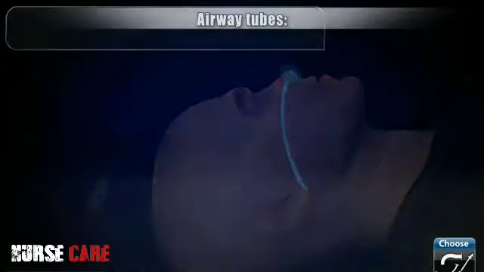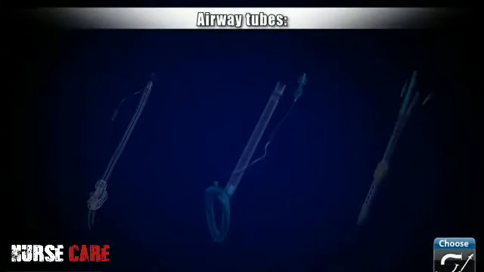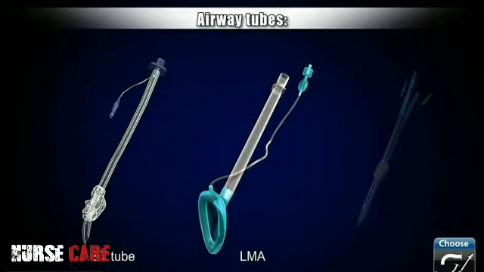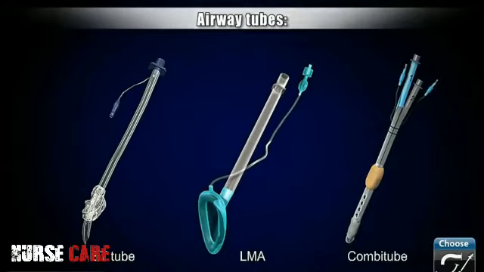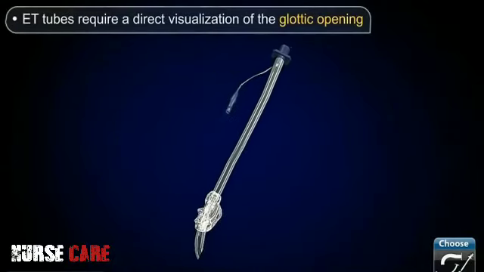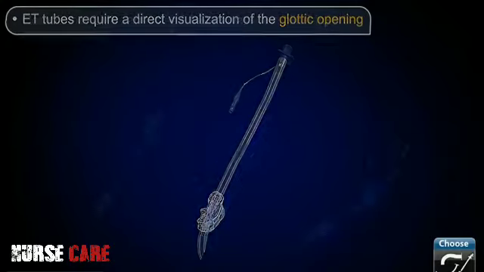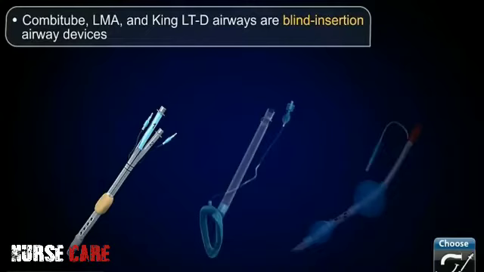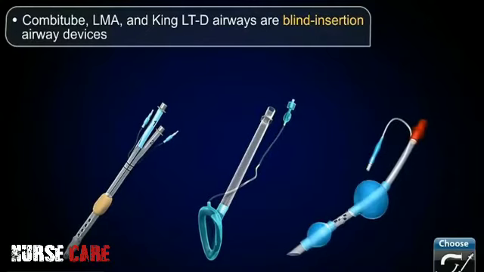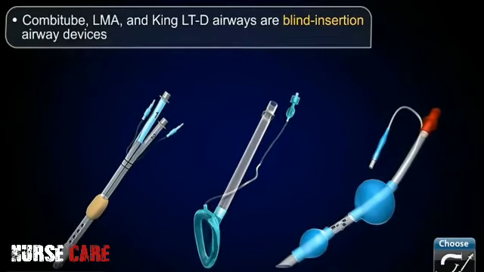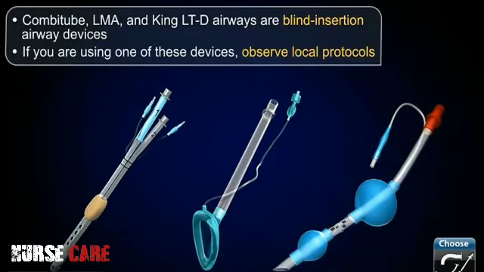An advanced level provider may choose to use an endotracheal tube or ET tube, laryngeal mask airway or LMA, or a combi tube. Using ET tubes requires direct visualization of the glottic opening, whereas combi tube, LMA, and King LTD airways are common blind insertion airway devices. If you are using one of these devices, be sure to observe local protocols.